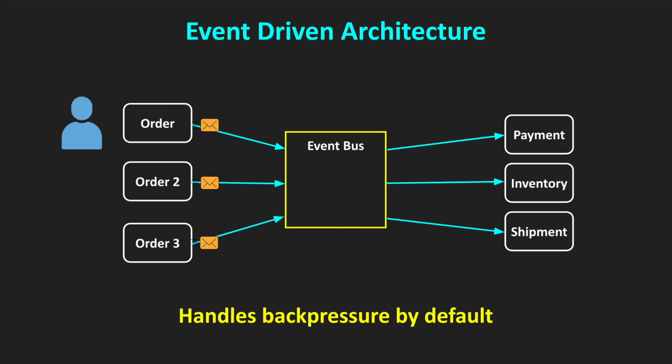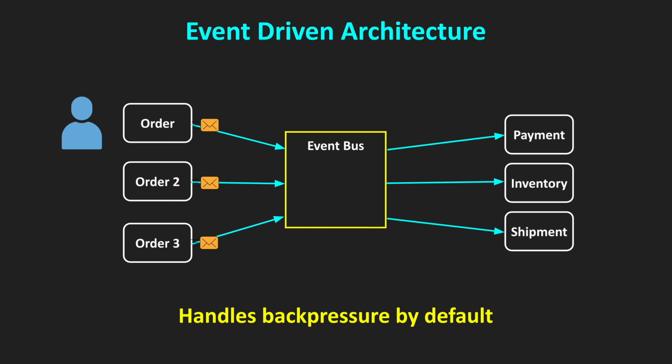So what does that mean? Let's say the order systems 1, 2, 3 produce 100,000 messages in a minute, right? But on the payment side, we can handle only 20,000 messages in a minute. So what it means is we need to have a mechanism on the downstream system side to handle as many messages as we can, right?